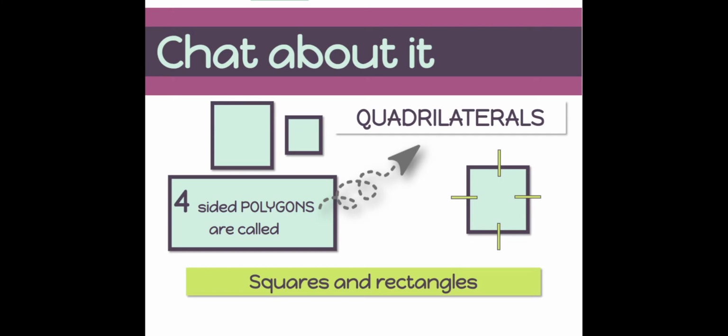These long sides are parallel. That means they go in the same direction. The two short sides are also parallel. They also go in the same direction as each other. A rectangle has two sets of parallel lines.